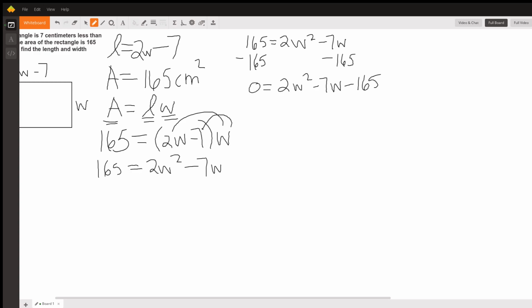Now I have a couple options I can use to solve this. I can either factor the trinomial here or use the quadratic formula. I'm going to factor it because that will be definitely the easiest and shortest route. So factoring means breaking it into its factors. So the 2 factors that this trinomial breaks into are 2W plus 15 and W minus 11.